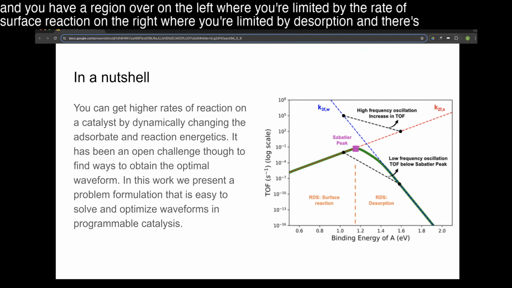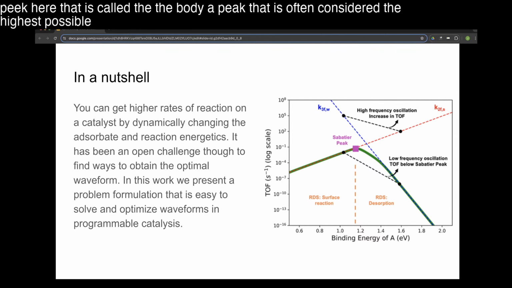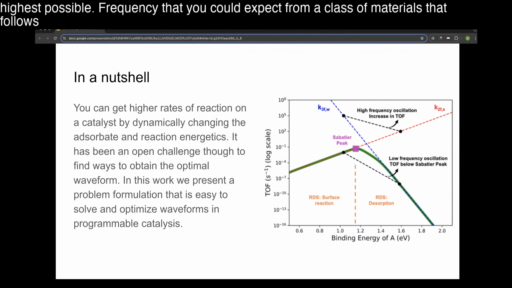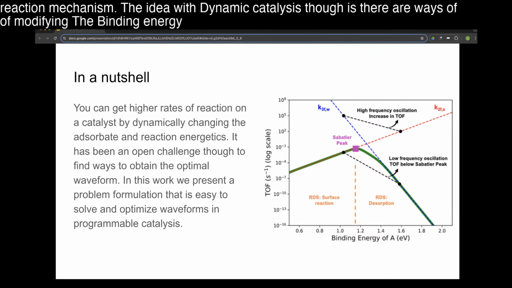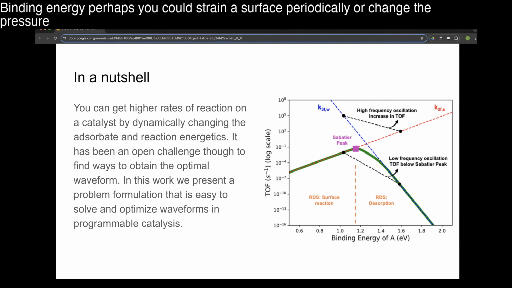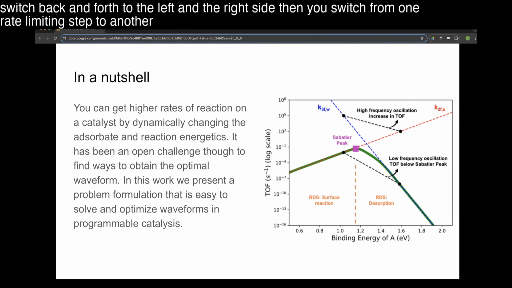And there's a peak here that is called the Sabatier peak that is often considered the highest possible frequency that you could expect from a class of materials that follows this reaction mechanism. The idea with dynamic catalysis, though, is there are ways of modifying the binding energy. Perhaps you could strain a surface periodically or change the pressure, shine light, put in an electric field, something like that. And if you can switch back and forth to the left and the right side, then you switch from one rate limiting step to another, and you can get a much higher reaction rate out of this.